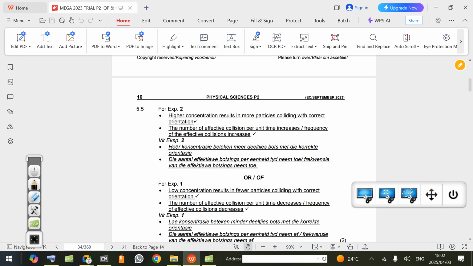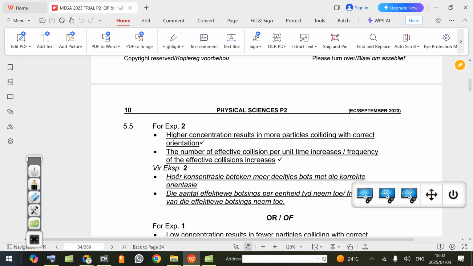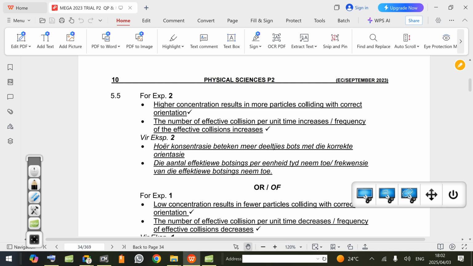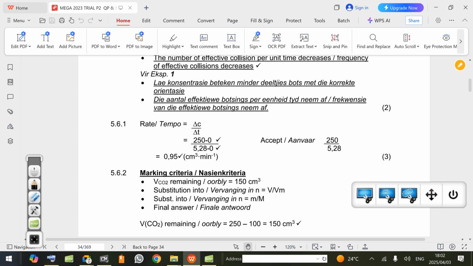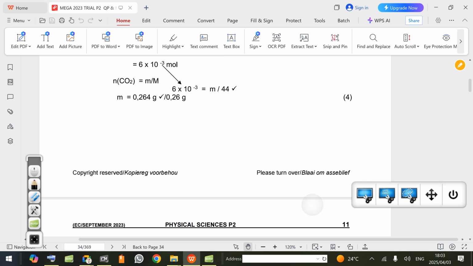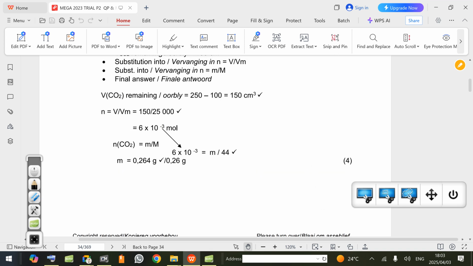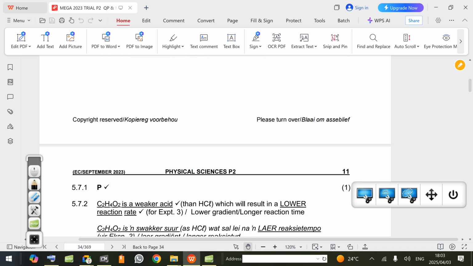Experiment 2, did we get that right? Higher concentration, yes. Let me zoom in. Higher concentration results in more particles colliding with correct orientation. The number of effective collisions per unit time increases. That must be mentioned. 250 over 5,28. You see where the marks are? The 250 and that. 0.26 grams. So we're good.